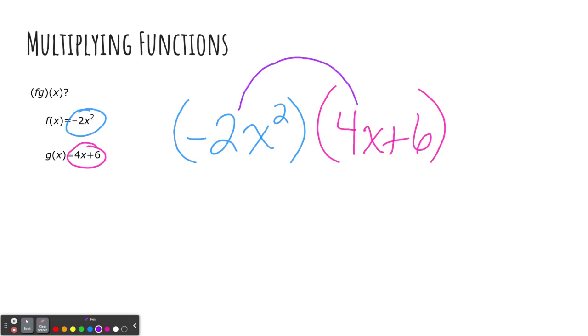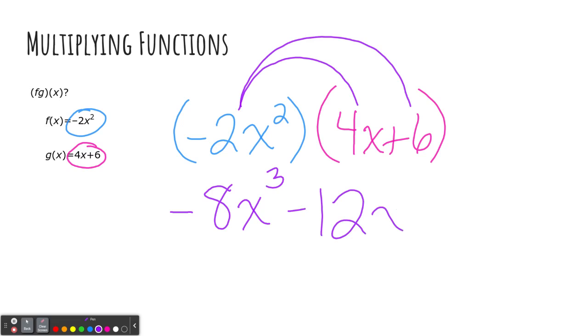So I am distributing this negative 2x squared in. Negative 2x squared times 4x gets us negative 8x cubed. Negative 2x squared times 6 gets us negative 12x squared. This is where we would combine like terms, but we do not have any like terms because we have an x cubed and an x squared, and they are not to the same power.